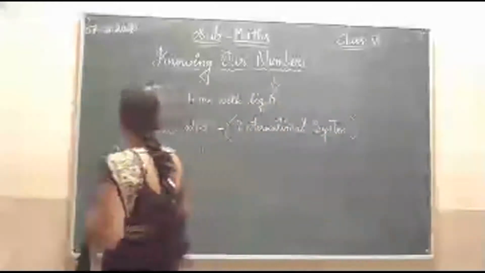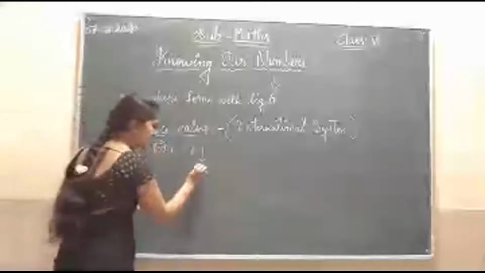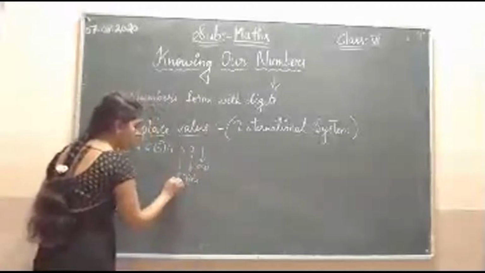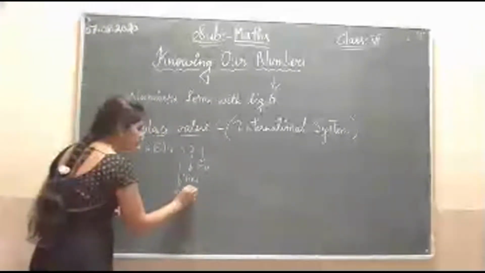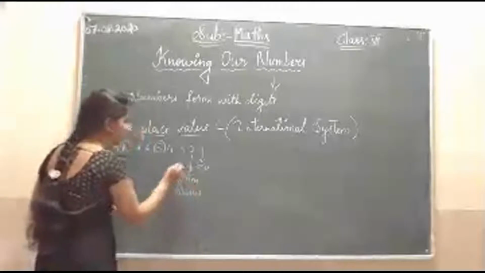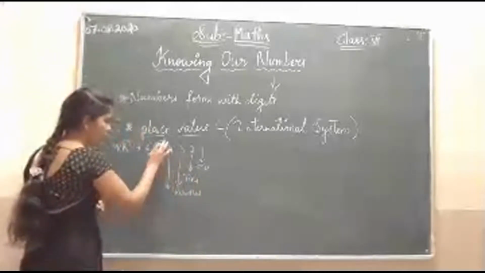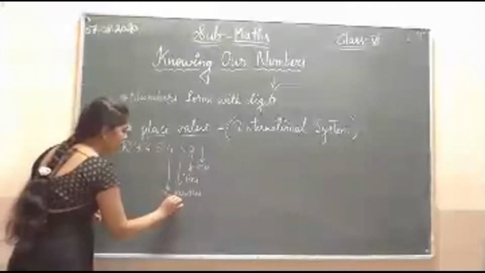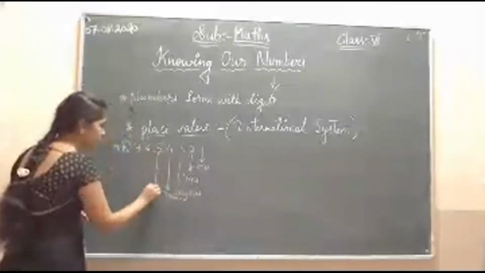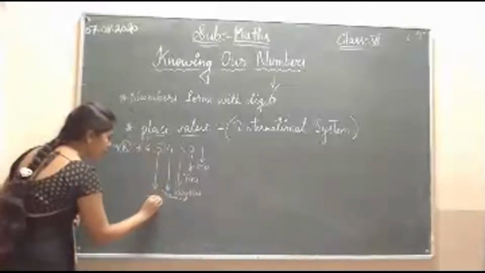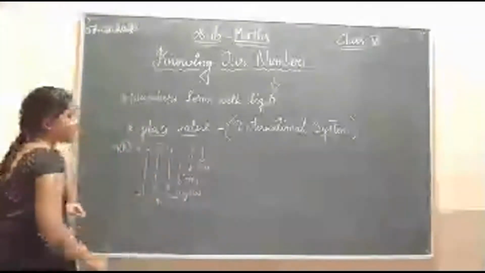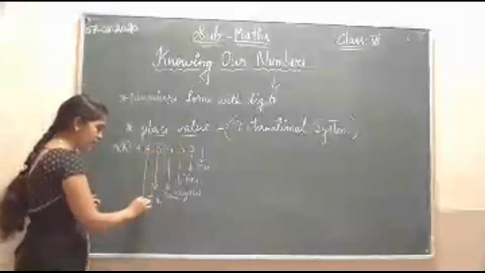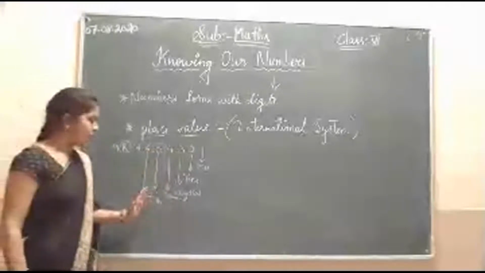In the international system. Okay. See here. First is the same as it is, ones. Second also tens, hundreds, thousand, 10,000. Here in the international system, the changes come at this place. See here, up to 10,000.